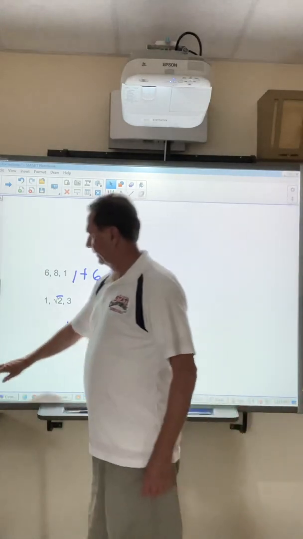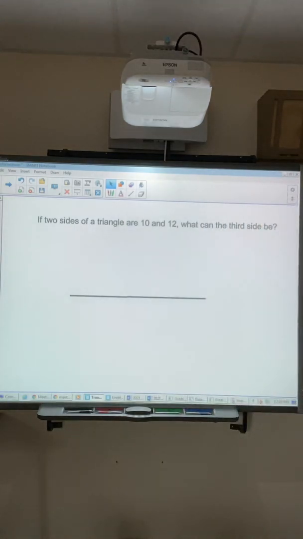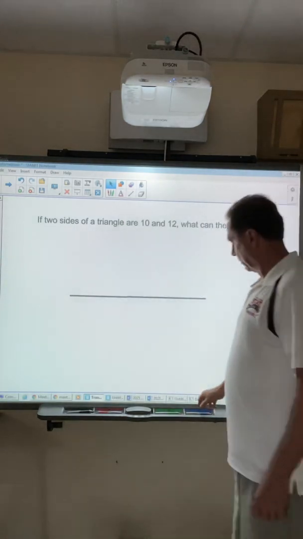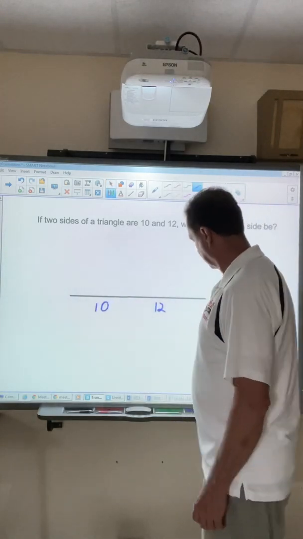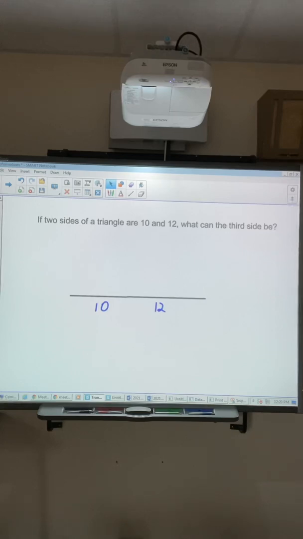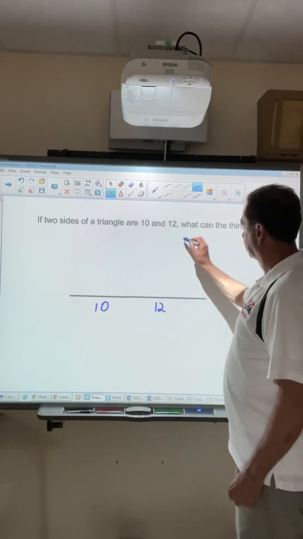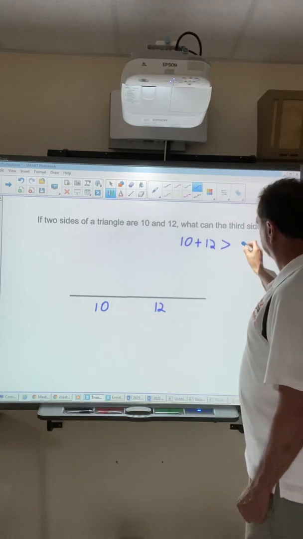All right, now let's take a look at this question. If two sides of a triangle are 10 and 12, what can the third side be? Well, what I have here is the side that's 12 and the side here that's 10. Okay? And what can the third side be? Well, it's going to be a range between two numbers. Now, if 10 and 12 are the two shorter sides, then 10 plus 12 has to be more than the third side.